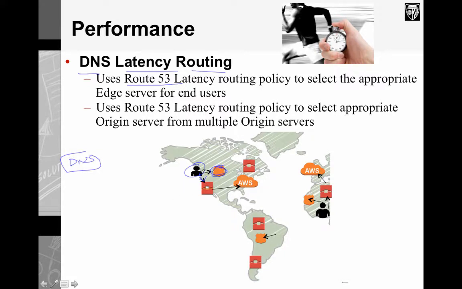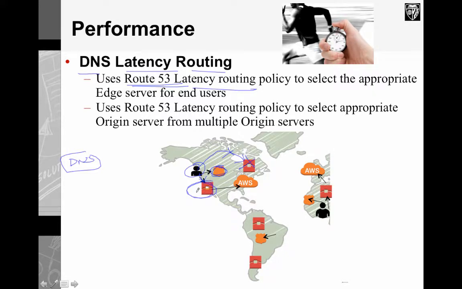Notice if the user is in San Francisco, the user is going to get access to an edge server which is located close to San Francisco, not an edge server that is located in the East Coast. It's not going to get this edge server. It's going to get the one that is closest to it. And that is done by Route 53 latency routing. In other words, based upon which edge server has the lowest latency, it is going to route the user to the appropriate edge server. So DNS latency routing is also used in order for the end users to get to the appropriate edge server location.